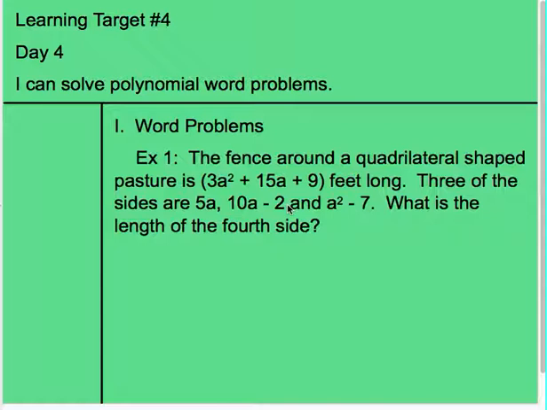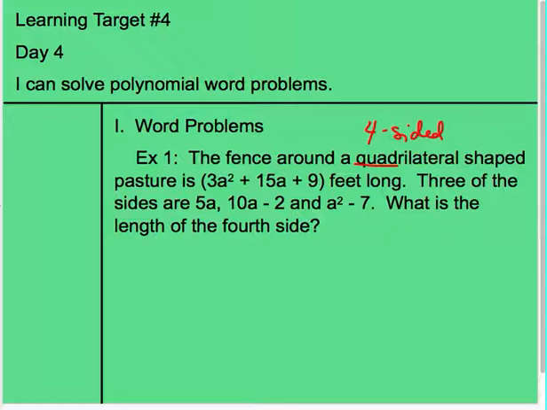So our first example, we have a fence around a quadrilateral shaped pasture. Hopefully you remember that quad means four. So this is a four-sided shaped pasture. And the perimeter is 3a squared plus 15a plus 9 feet long. Three of the sides are 5a, 10a minus 2, and a squared minus 7. We want to know the length of the fourth side.